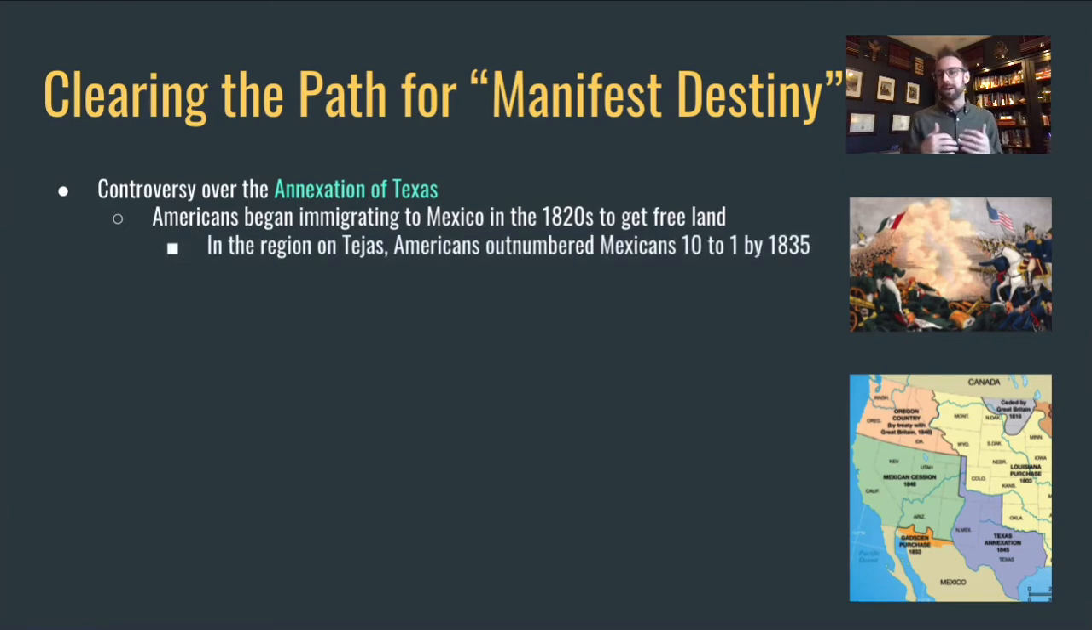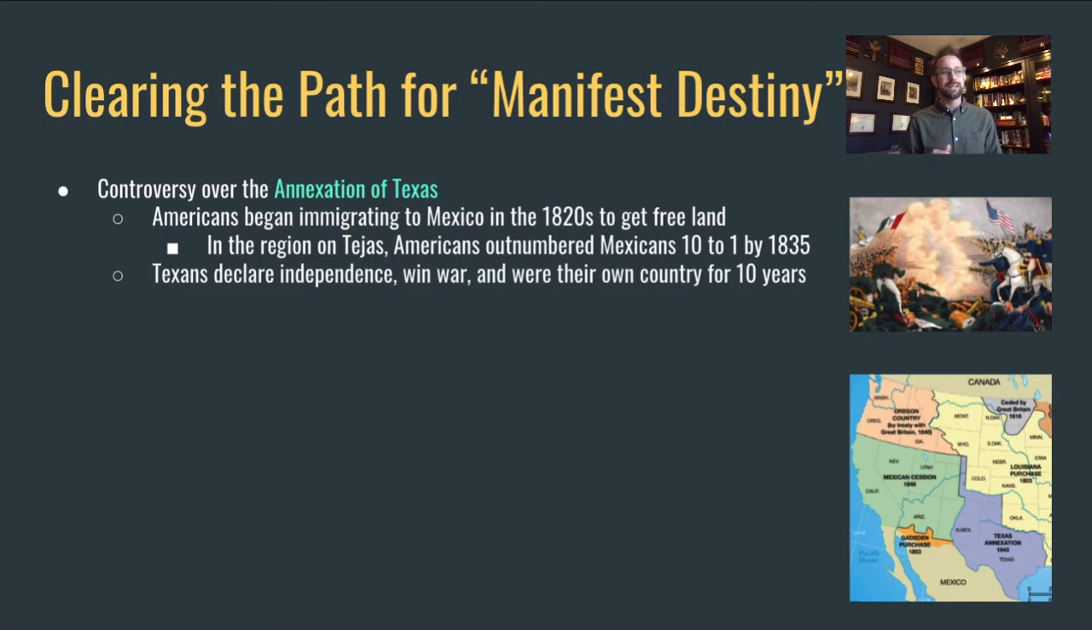But what happened is by about 15 years later, Americans outnumbered people that were actually from Mexico 10 to 1 in the region of Tejas, which is Texas. And so all these Americans started going, wait, so they won't let us have slaves, we have to be Catholic, but most of us are Americans, we'd rather be tied to our American identity and not tied to Mexico. So what Texas did is they declared their independence, just as the 13 colonies declared independence from Great Britain. They viewed it as in the same vein of doing all that. The Texans then won the war, and they actually had their own country for the next 10 years.